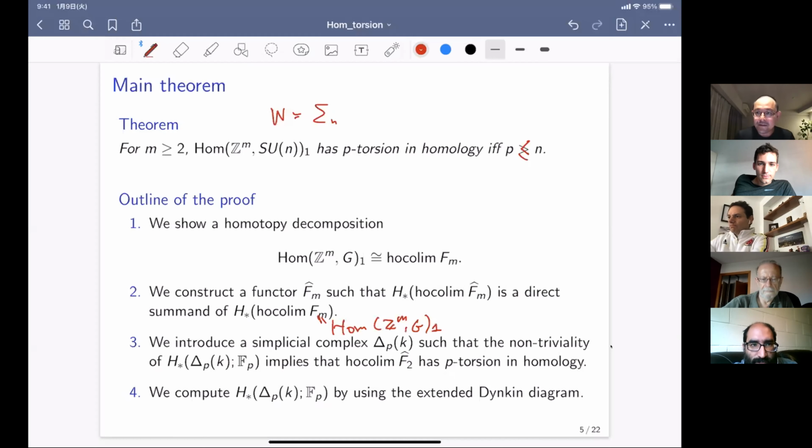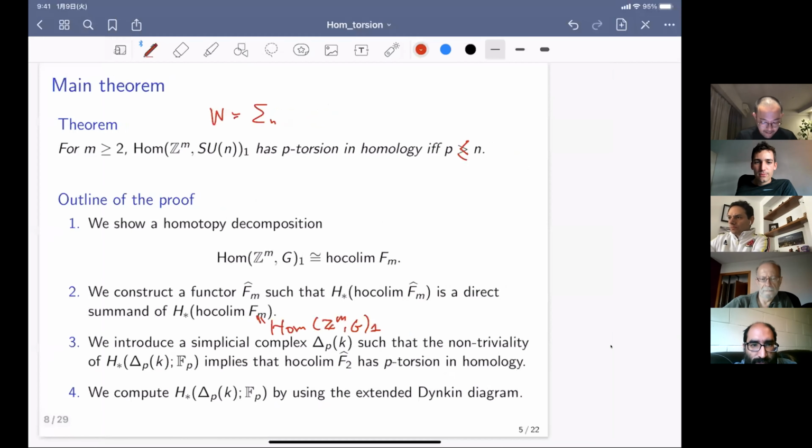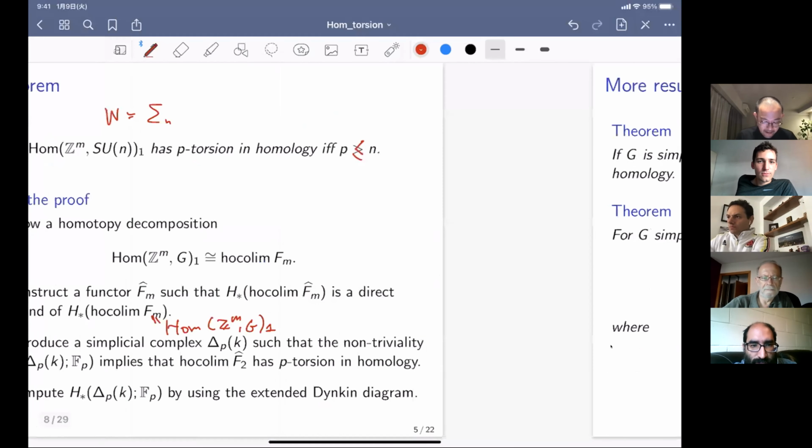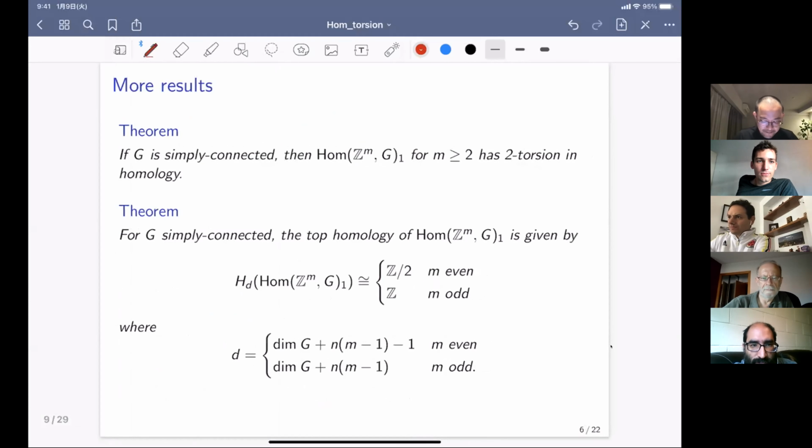All right, so let me explain the first step. Oh, sorry. I have more results using our technique. The first one is that if G is simply connected, then Hom(Z^m, G)_1 for m greater than or equal to 2 always has 2-torsion in homology.